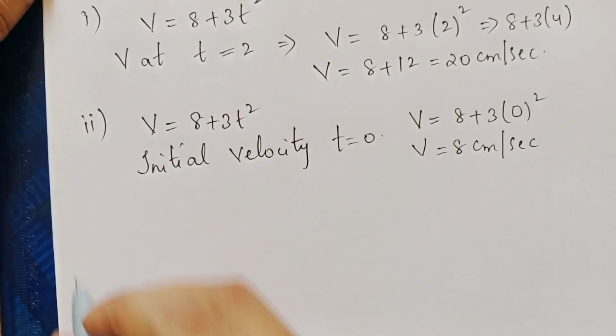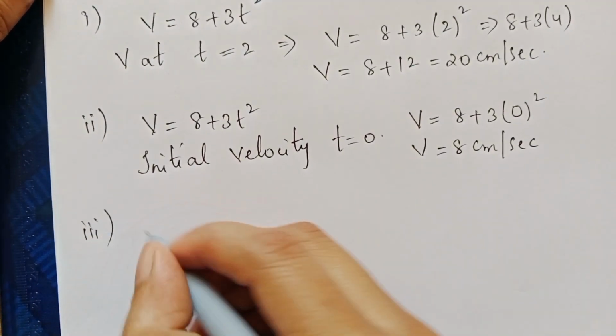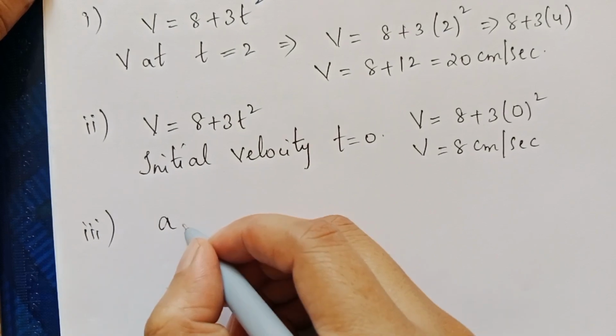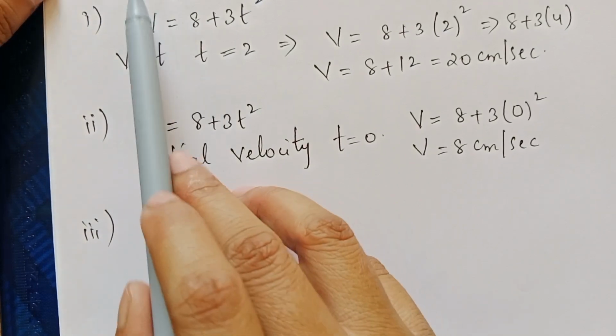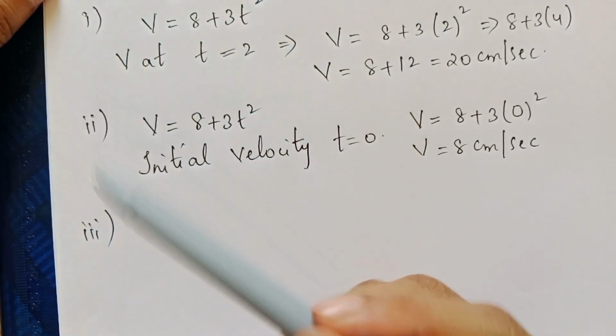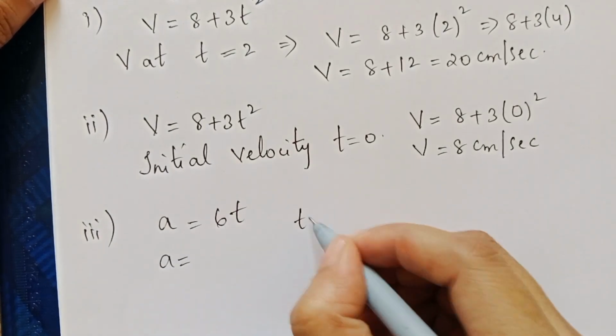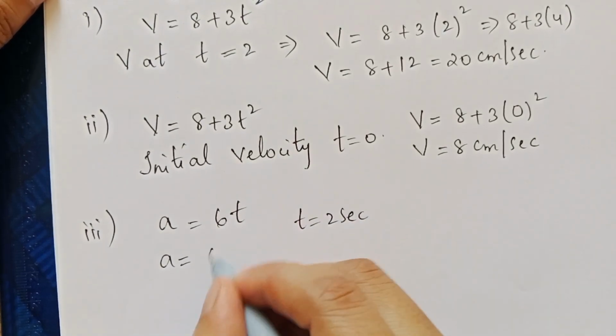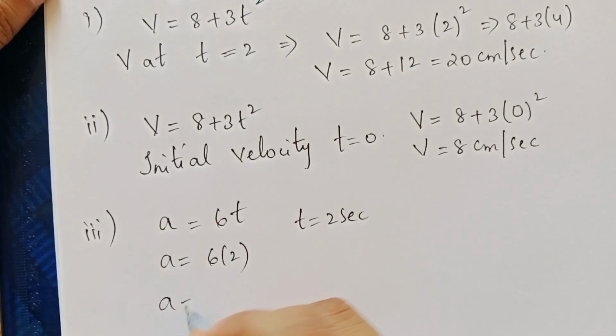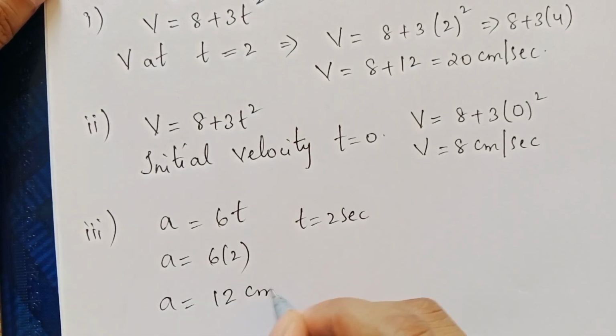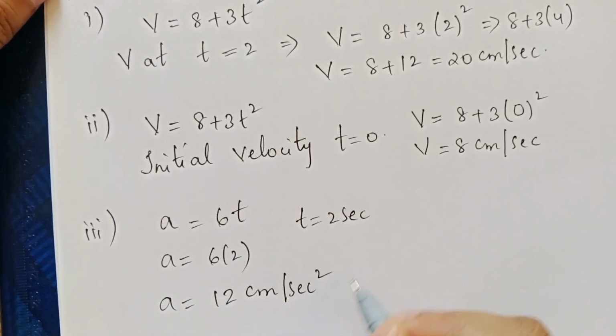And the third question is to find the acceleration when the time is equal to 2 seconds. So the a equation will be a equals 6t, equation 3. So a, at time equals 2 seconds, is 6 into 2, acceleration equals 12 centimeter per second square.